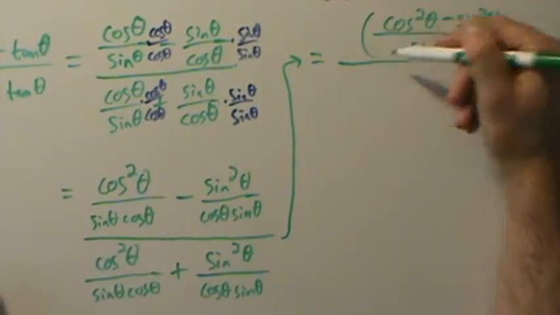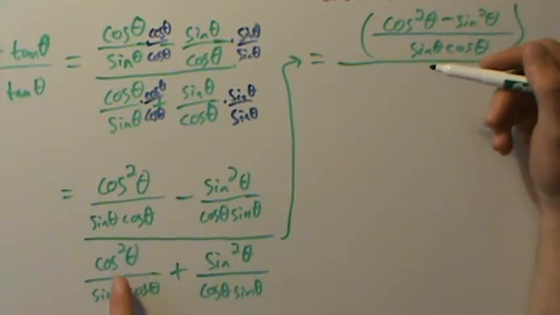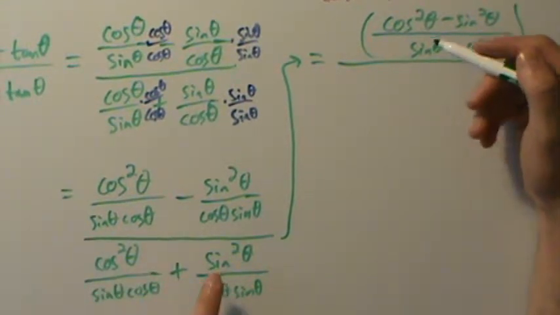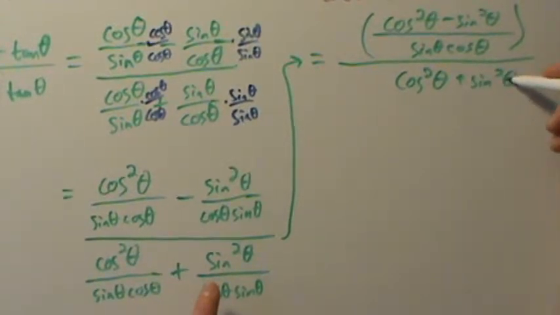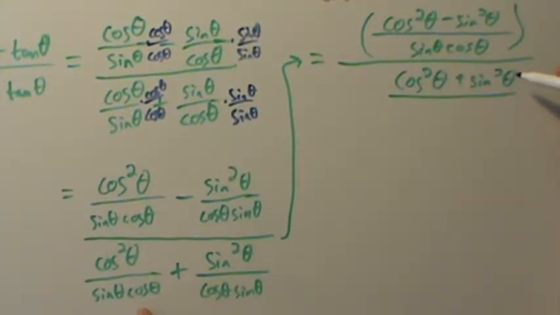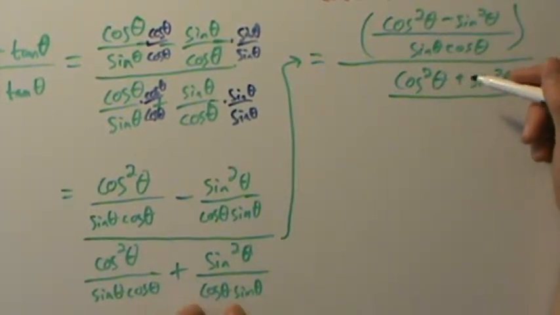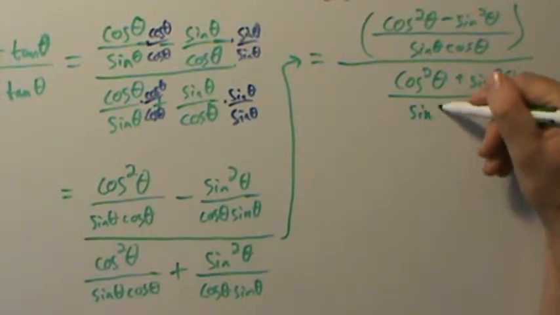Okay, and then so that's what's happening on the top, and then we're dividing that by what's happening on the bottom, which is cosine squared of theta plus sine squared of theta, divided by its common denominator, which is actually the same thing, sine theta cosine theta. Just remember, sine theta cosine theta and cosine theta sine theta, they are the same thing because it doesn't matter what order you multiply things in.